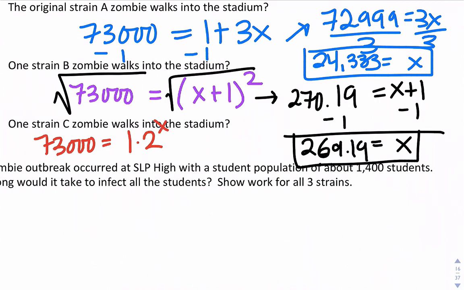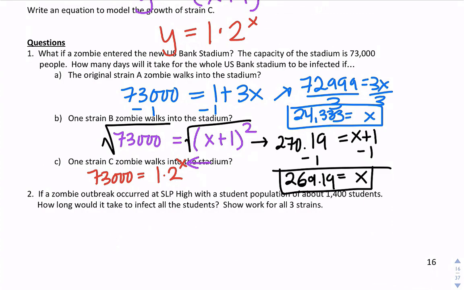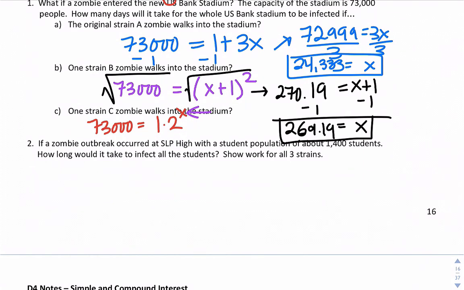And this is a guess and check problem, so you have to figure out what to plug in for x so that when you hit enter, you get 73,000. How many days will it take? So I'll let you do that for your assignment. And then number 2, same thing. If a zombie outbreak occurred at SLP High with a student population of about 1,400 students, how long would it take to infect all the students? Show your work for all 3 strains.